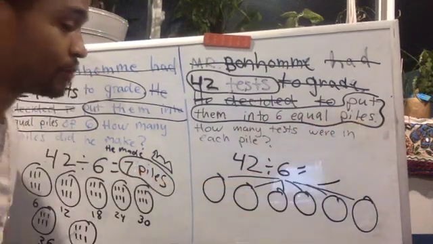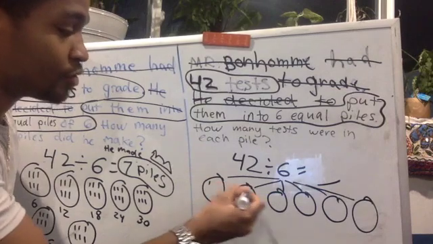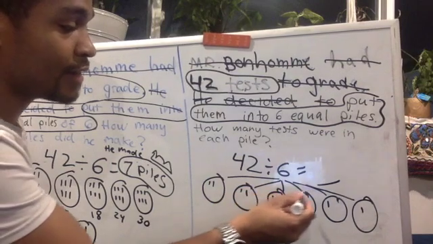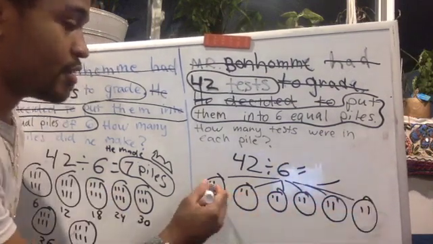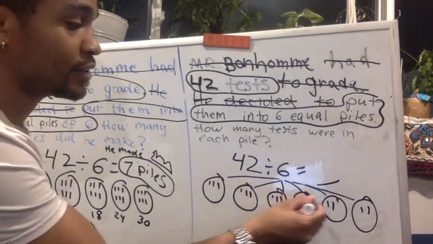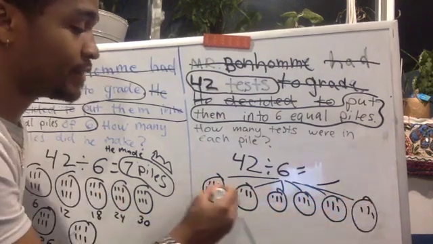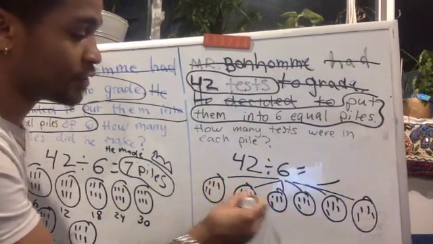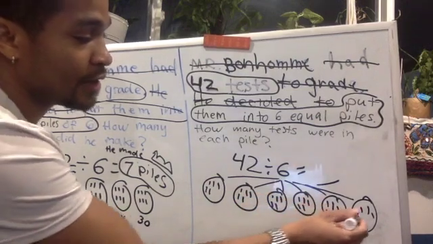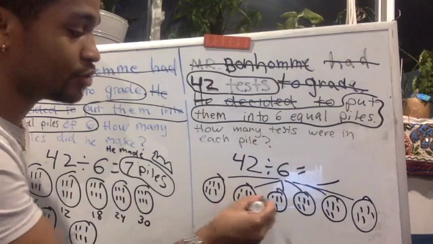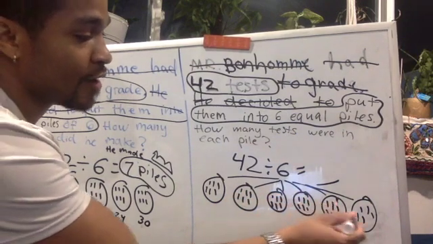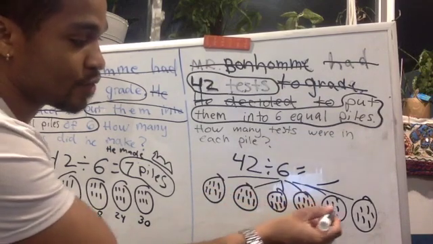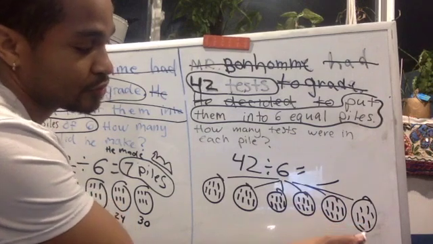So 1, 2, 3, 4, 5, 6, 7, 8, 9, 10, and so on, counting up until 37, 38, 39, 40, 41, 42.